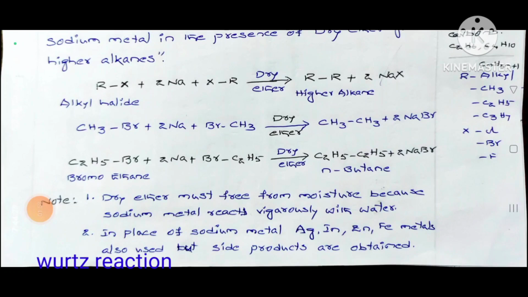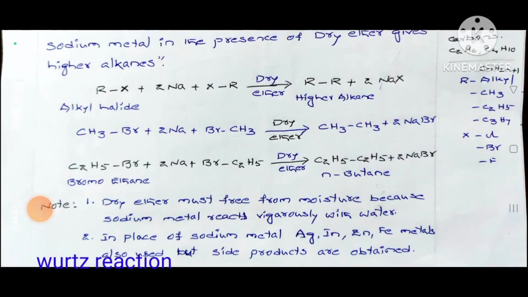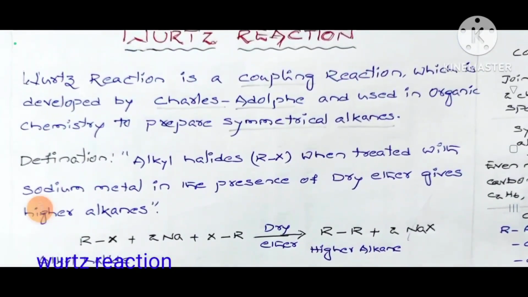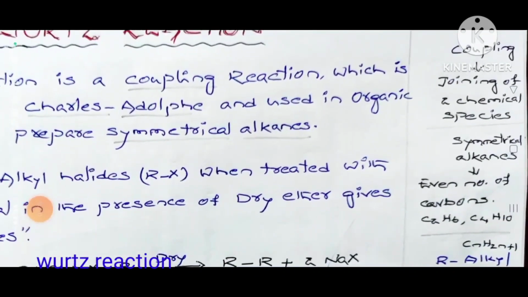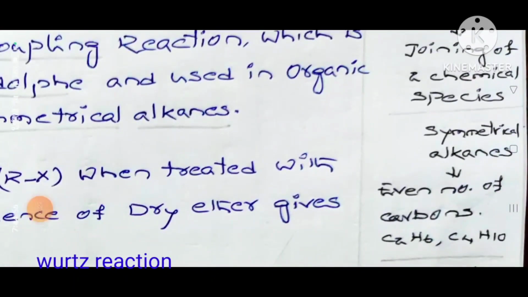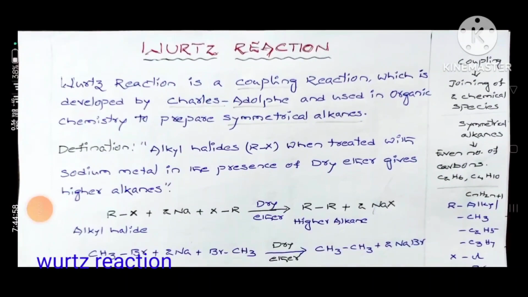And second one, in place of sodium metal, other metals can also be used, like silver, indium, zinc, iron, etc. But side products are obtained. So generally, Wurtz reaction goes on only in the presence of sodium metal. And previously, we said that Wurtz reaction is a coupling reaction. Coupling reaction means joining of two chemical species in the presence of a metal.